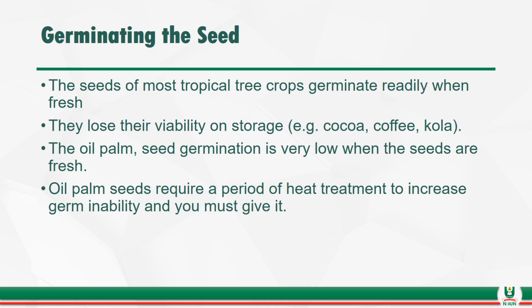Protection. Germinating the seed. The seeds of most tropical tree crops germinate readily when fresh. They lose their viability on storage, especially cocoa, coffee, and cola. When you plant these seeds fresh, the germination will be very good. The oil palm seed germination is very low when the seeds are fresh. For oil palm, it's a different ballgame entirely. Oil palm seeds require a period of heat treatment to increase germinability, and you must give it heat treatment.